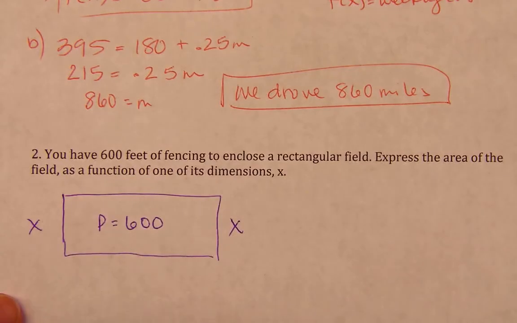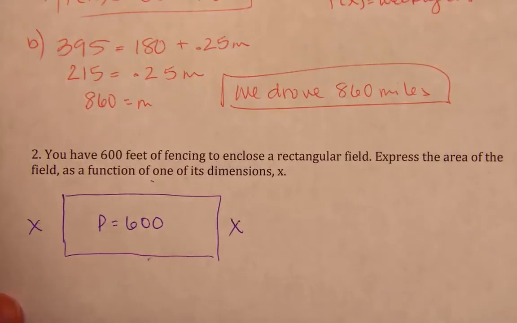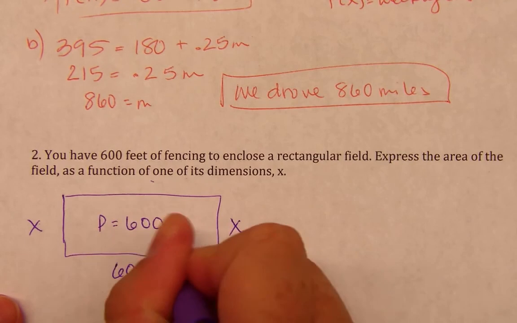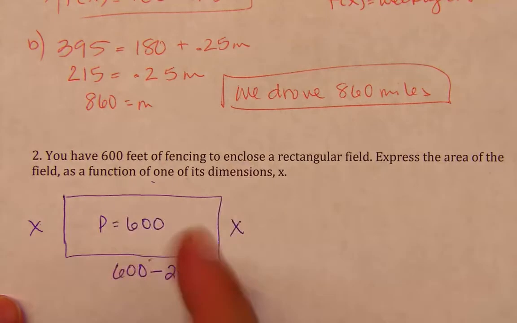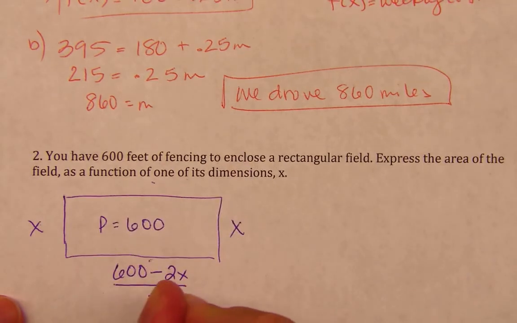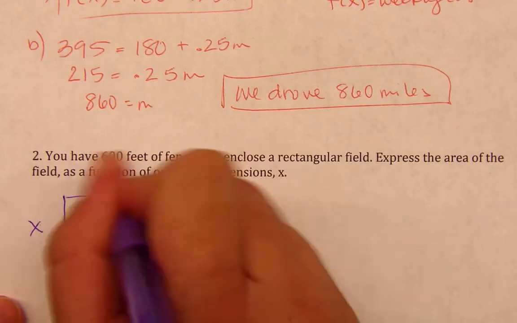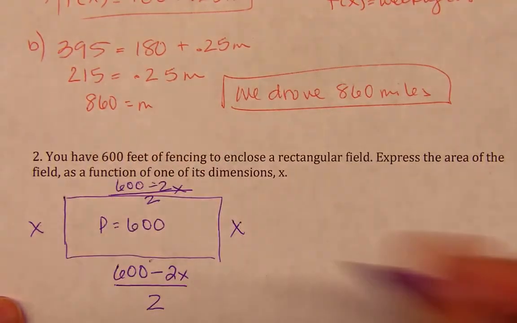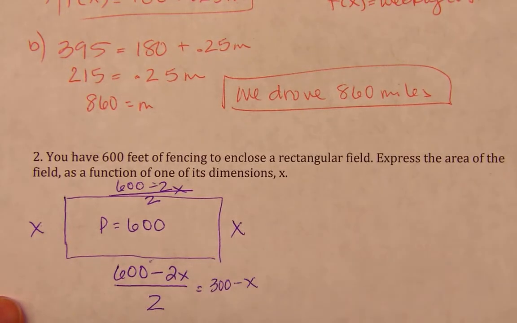And since it's a rectangle, I know those two sides are equal. And then whatever 600 is minus 2x is going to be split up between these two. We know those two sides are going to be equal. So I have 600 minus 2x, and I need to split this between these two sides. So divided by 2. Okay. So 600 minus 2x divided by 2. And this can simplify. We can say 300 minus x.